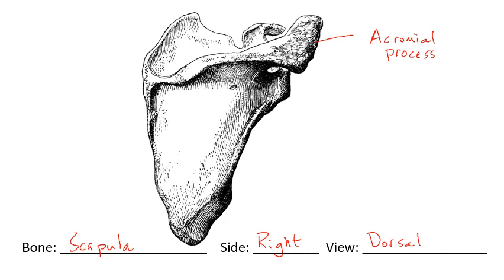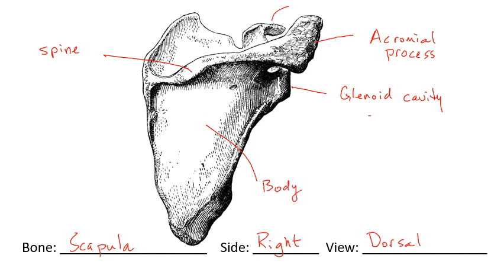And as for our various aspects, sorry, my pen stopped working. The acromial process, the glenoid cavity, we've got a spine, we've got a body, and we have the, I'm going to try and squeeze it in here, the coracoid process. Okay, important to have your notes. Make sure you have those notes. You're going to need them, right? It's an open book test.